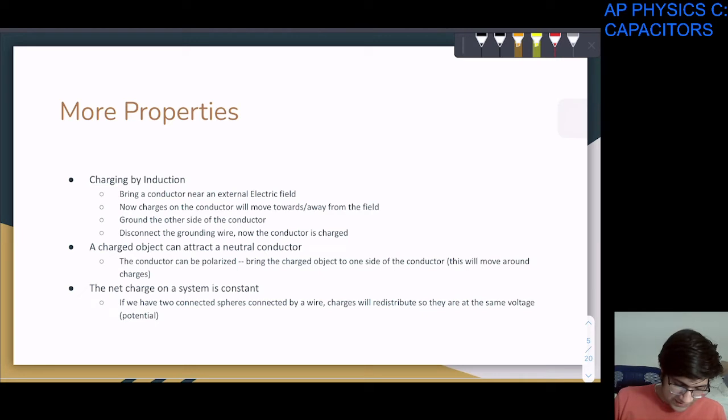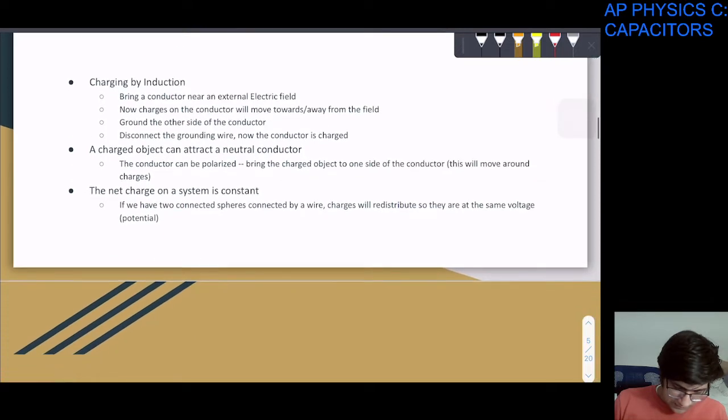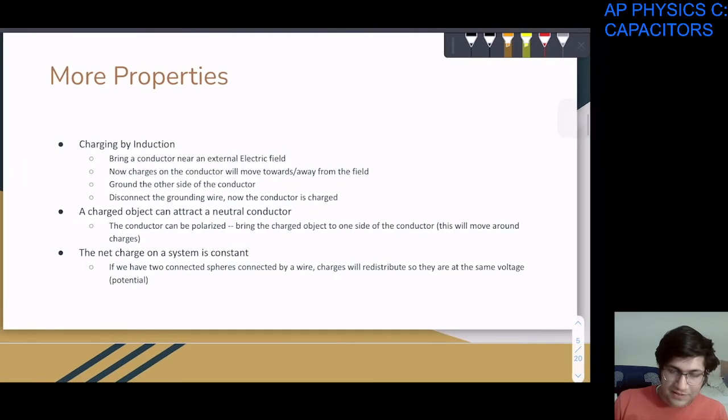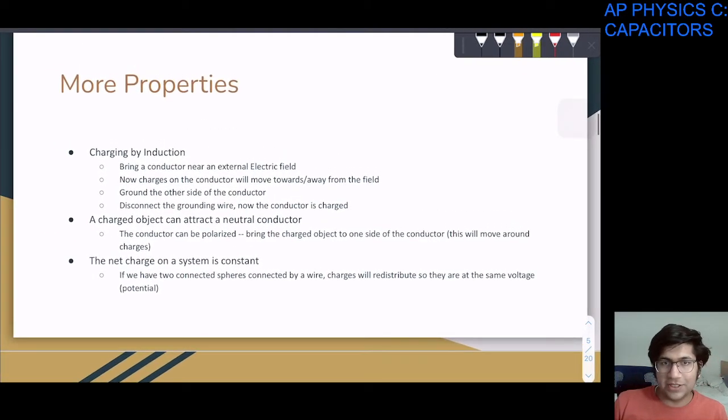Some more properties. So yeah, we just went over induction. This is from last week. I won't repeat it. A charged object can attract a neutral conductor. Essentially, this is kind of similar to what we were looking at with induction. So the conductor can be polarized, right?